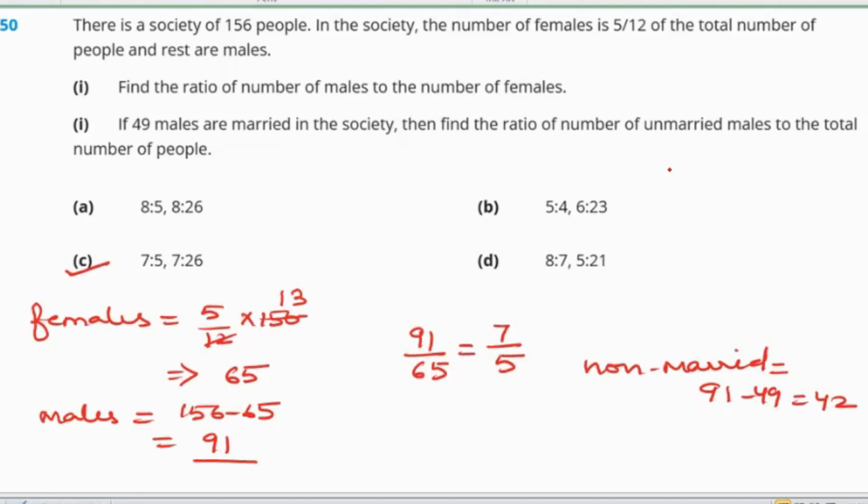Now we need to find the ratio of unmarried to the total number of people, which is 156. When we find the ratio, 7 times 6 is 42 and 6 times 26 is 156. So from both we can cut 6, and we are getting the ratio 7 to 26. So that's why option C will be our correct answer. I hope you all understood the questions very well. Thank you so much, everyone.